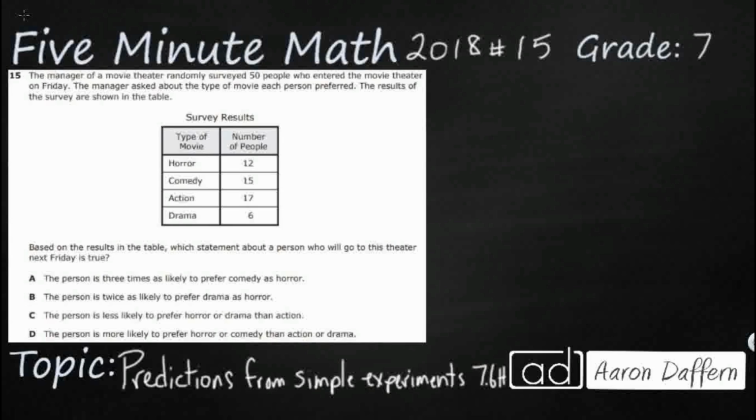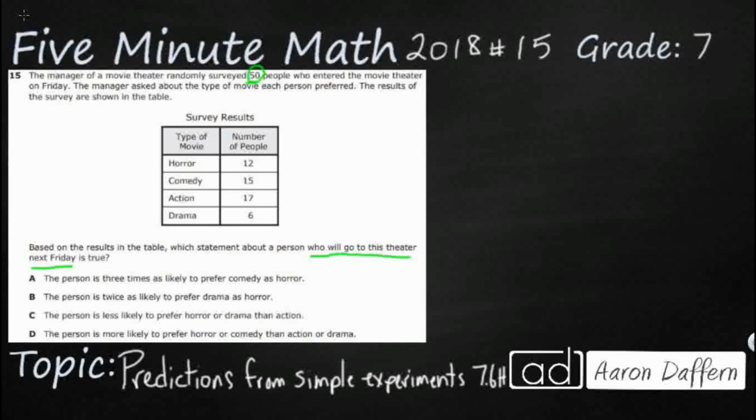So we have a manager of a movie theater randomly surveying 50 people. We don't really need this number in this particular problem, so that's one of those pieces of extra information. What we have is a simple survey of these 50 people and which type of movie they preferred, and so we're supposed to make a prediction about a person who will go to the theater next Friday. So we have a future event.